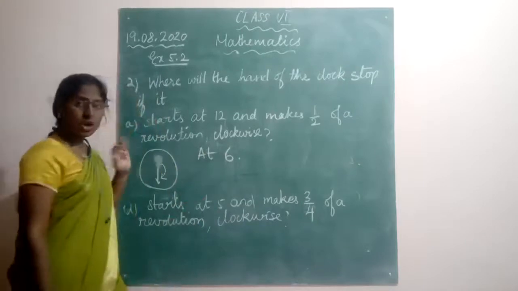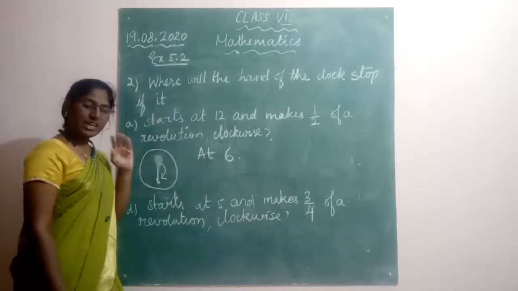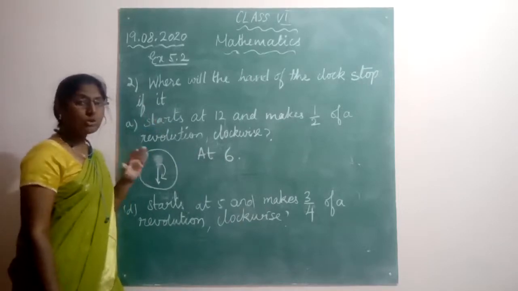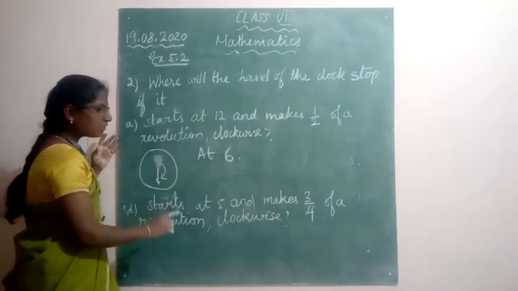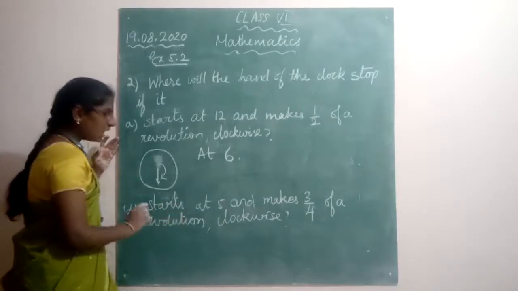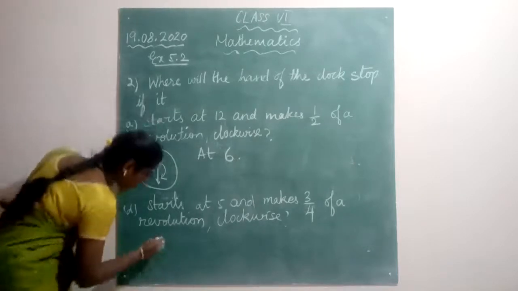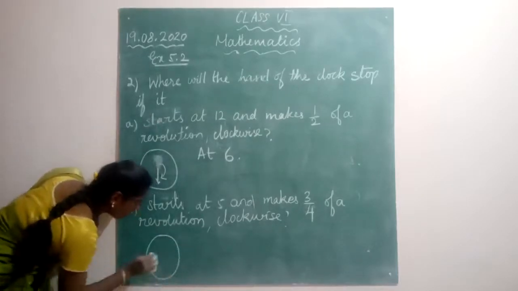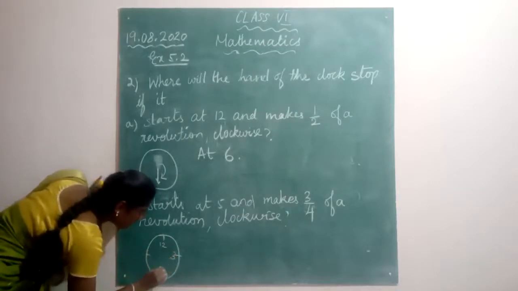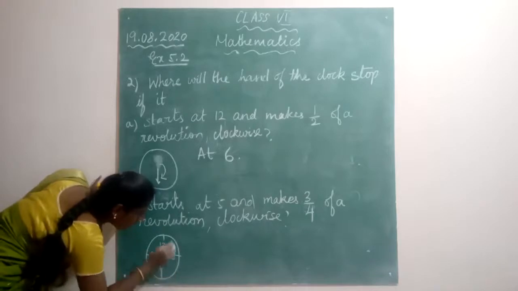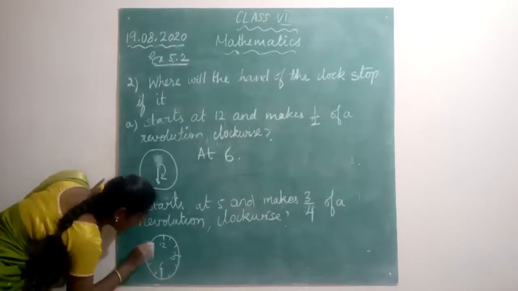It is not needed that you draw the clock every time to find the answer. You can imagine and think it out and write. Look here, these subdivisions. It starts at 5 and makes 3/4 of a revolution clockwise. So you will have 12, 3, 6, 9. Then you have 1, 2, 3, 4, 5, 7, 8, and 9, 10, 11.